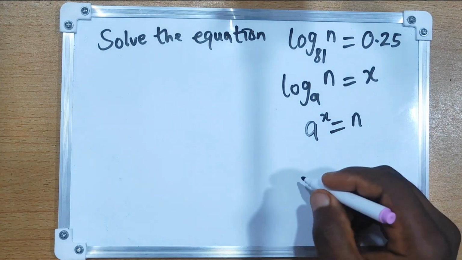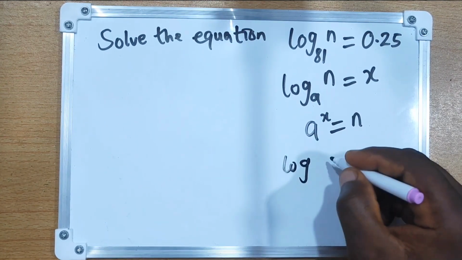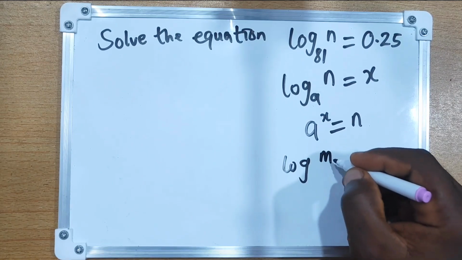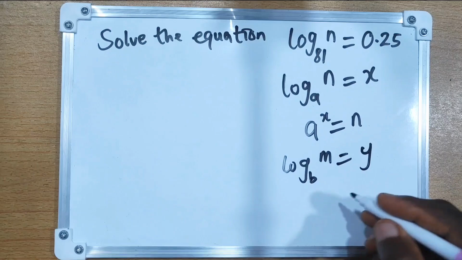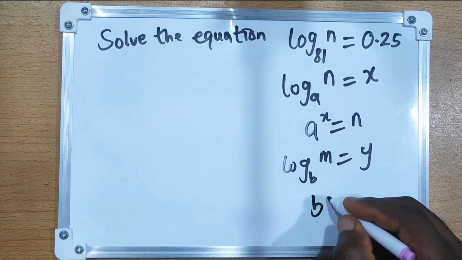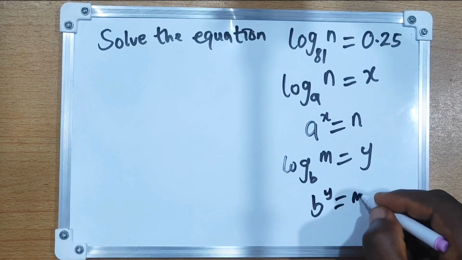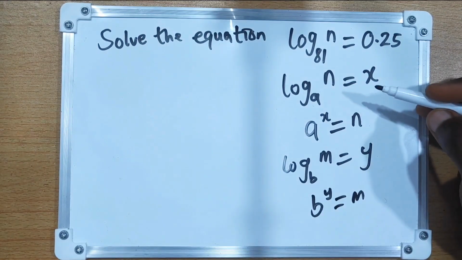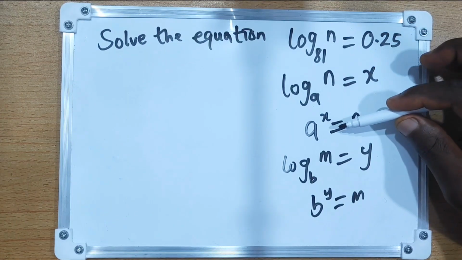So for instance, let me write it in another form. If I write log m to base b equals y, so this is going to be b raised to power y equals m. So this is how to transform something from logarithm form to indices form.